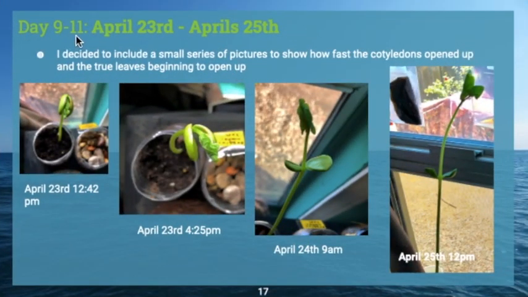For days 9 through 11, which was April 23rd through the 25th, I decided to include a small series of pictures that show how fast the cotyledons opened up and the true leaves began to open up. So here we can see that in the same day, in just 4 hours, the true leaves were able to open up, and then by the next day, there was elongation of the stem. Here are the true leaves, and the cotyledons have completely opened up, and then by the next day, there was even greater growth here, and the true leaves were starting to open up.